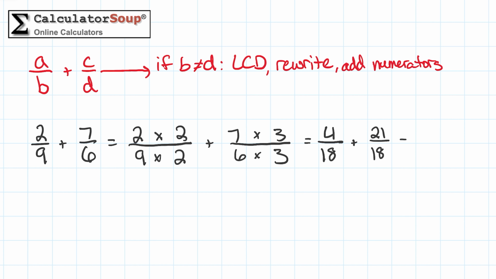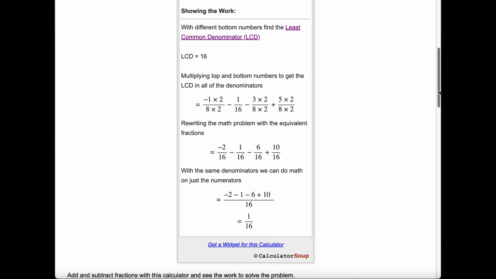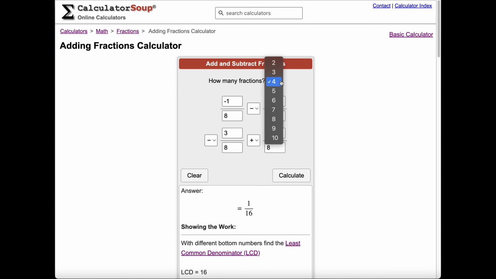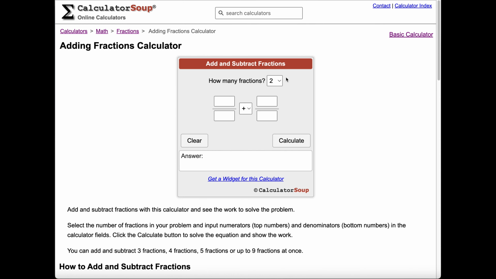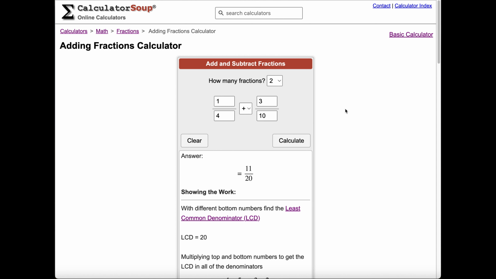Now that you understand how to add fractions with unlike denominators, let's head over to CalculatorSoup.com's fractions calculator to keep adding. The Adding Fractions calculator will add 2 or more fractions together and show you step by step how to get the answer. Choose from the drop-down above to change the number of fractions you want to add. Let's do one more example. 1/4 plus 3/10. Press the Calculate button to view the steps to get the answer below.